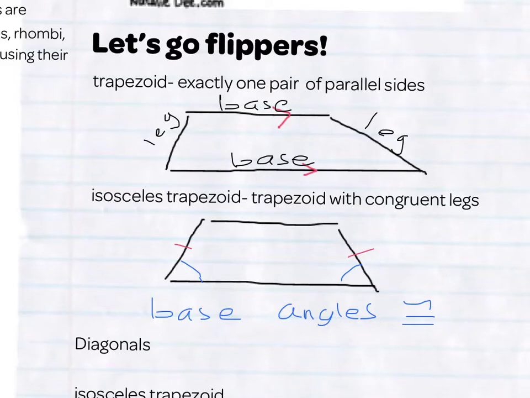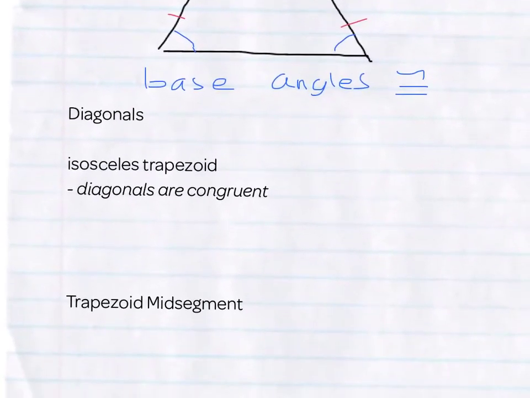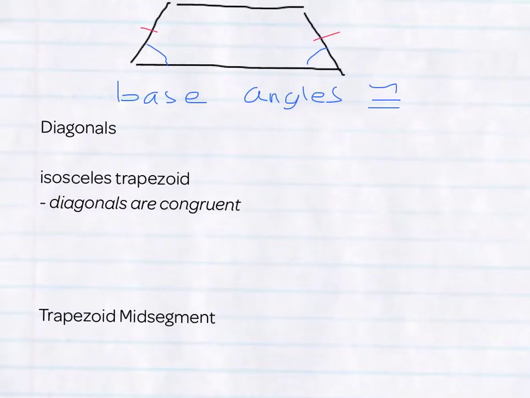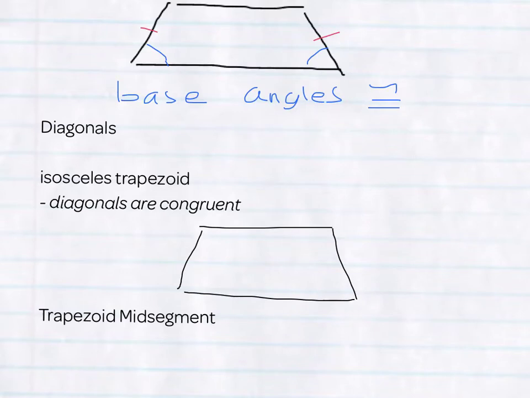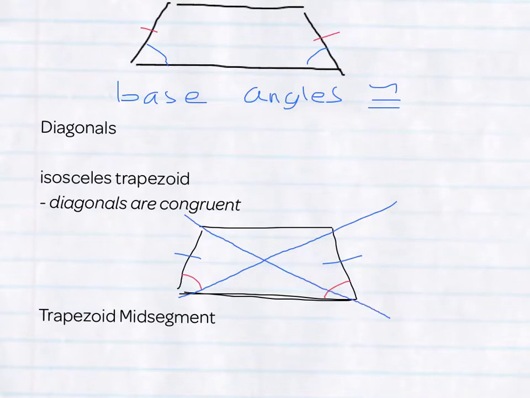So now we want to look at the diagonals of an isosceles trapezoid. So here's an isosceles trapezoid, where our legs are going to be congruent and our base angles again are congruent. And if we draw on the diagonals, let's make them blue, from non-adjacent to non-adjacent, these diagonals that I've just drawn in are going to be congruent. So those complete lines here are going to be congruent lines.